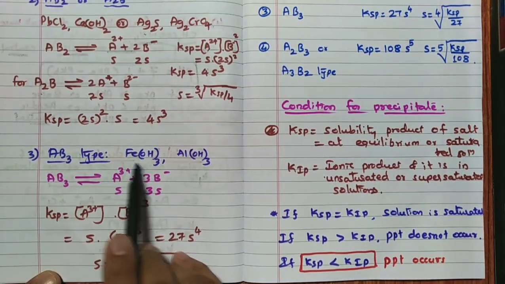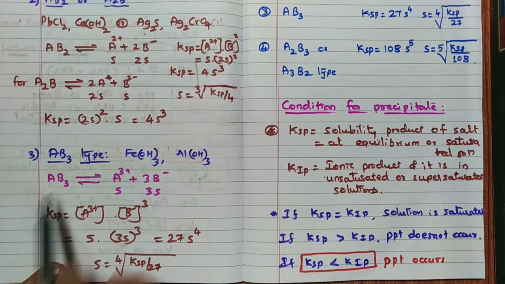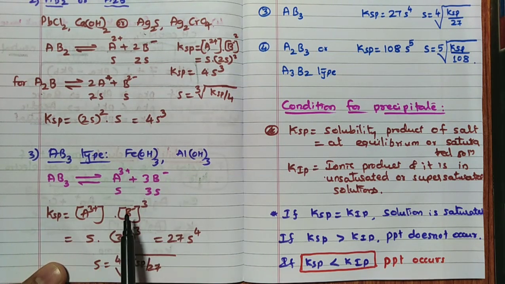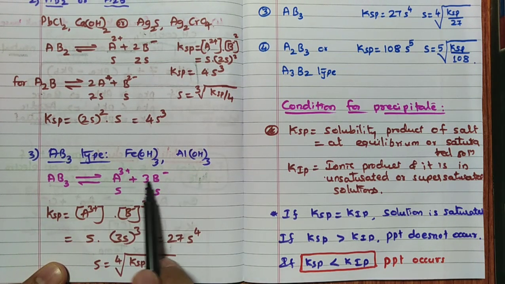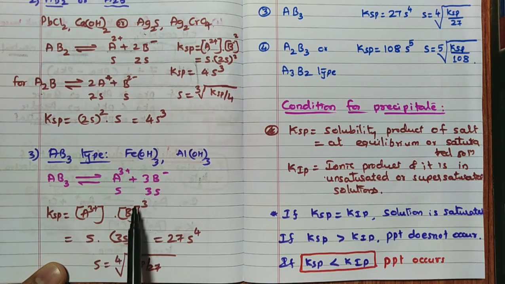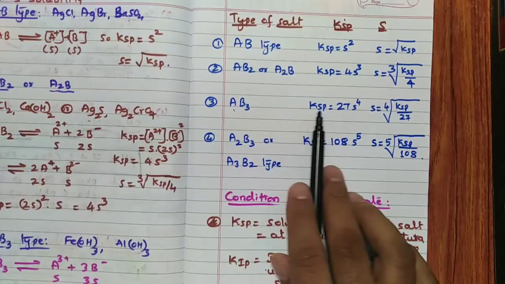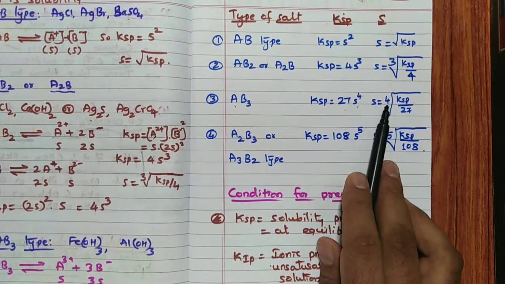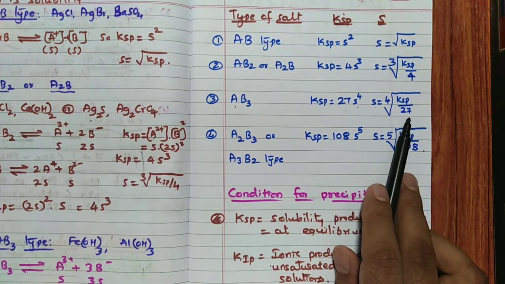Then AB3 type, Fe(OH)3 or Al(OH)3. In AB3 type you can see A3 plus and 3B minus, so B minus is 3S. A3 plus into B minus to the power 3: S into (3S) cube, 27S to the power 4 you are going to get. So remember, for AB3 type of salt, Ksp is 27S to the power 4. S is equal to the 4th root of Ksp divided by 27.